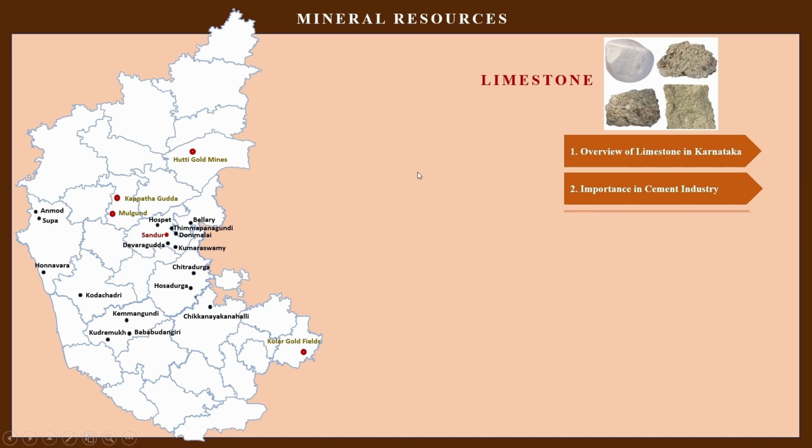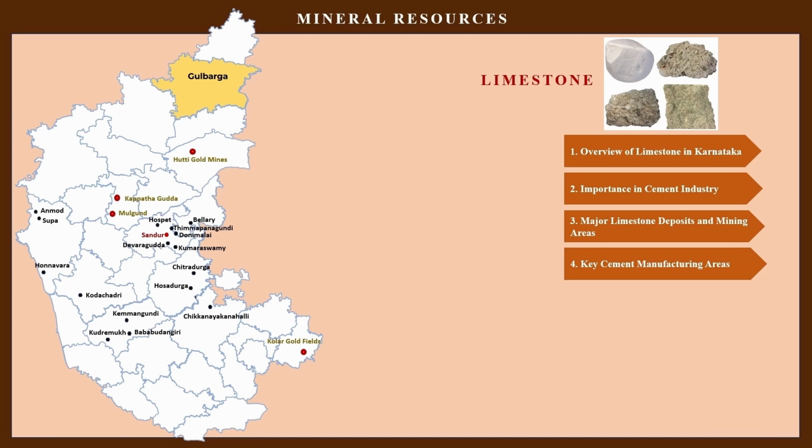Limestone is the principal raw material for cement industries, and hence significant portions of India's cement production are dependent upon limestone itself. So where is limestone produced? Where are the limestone deposits and mining areas in Karnataka? It is mainly produced in Kalburgi district. Kalburgi is home to the largest limestone deposits in Karnataka, followed by the Shahabad region.